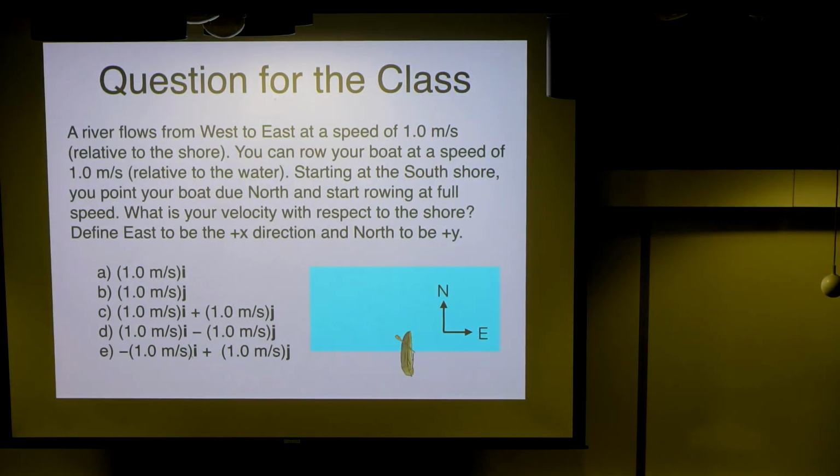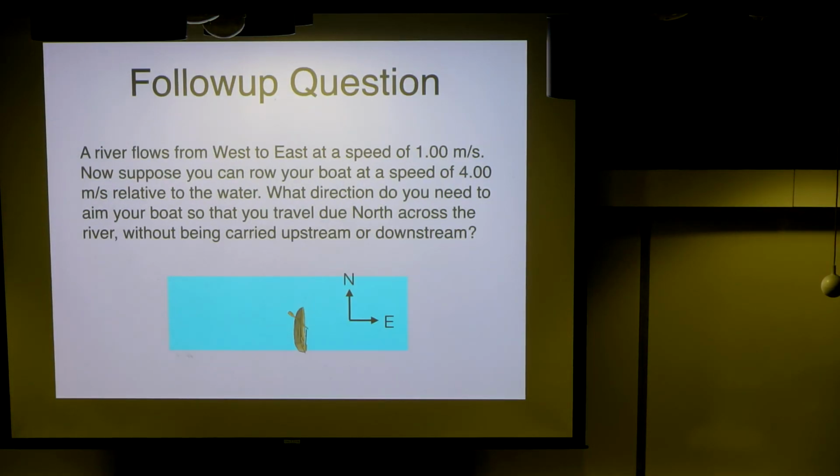So here's another one for you. It's a follow-up. Okay, so we have the same river. It's flowing from west to east like this at a speed of 1 meter per second. Now, let's suppose you can row a little bit better than before. Let's say the speed at which you can row your boat relative to the water is now 4 meters per second.